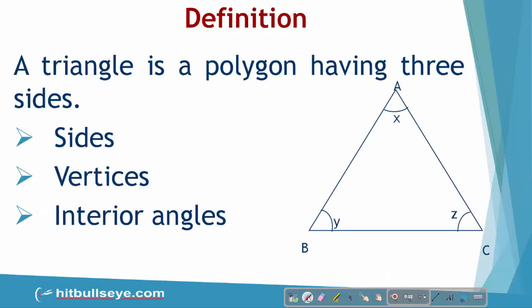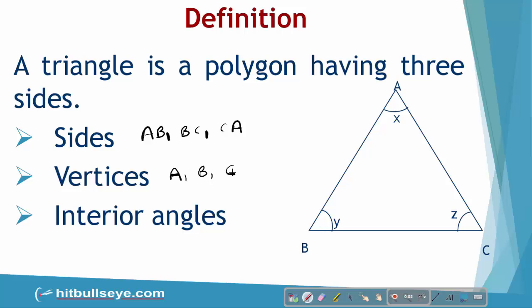Now coming to the definition of a triangle, it's a polygon having three sides. So here, as you can see in the figure, ABC is a triangle. Therefore, the sides here are AB, BC and CA. The points of intersection of these sides are called the vertices. So the points A, B and C are the vertices here.